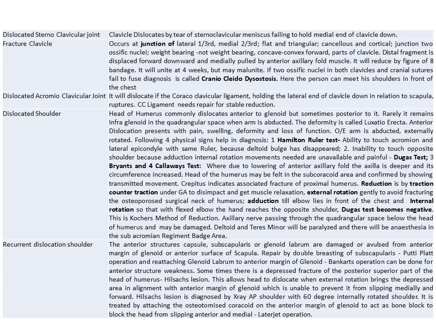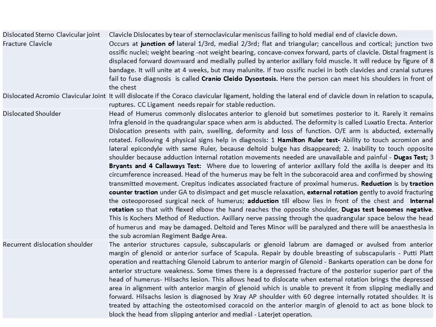Sometimes there is depressed fracture of the posterior superior part of the head of the humerus. This is called the Hill-Sachs lesion. So imagine that there is external rotation of the head, and this depressed portion comes to lie in contact with the anterior margin of the glenoid. And therefore, since it is depressed, the glenoid margin will be unable to prevent it from slipping medially and forward.